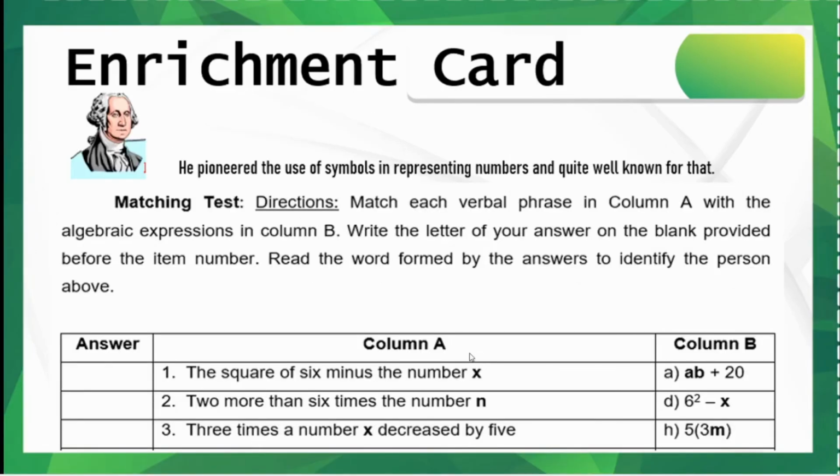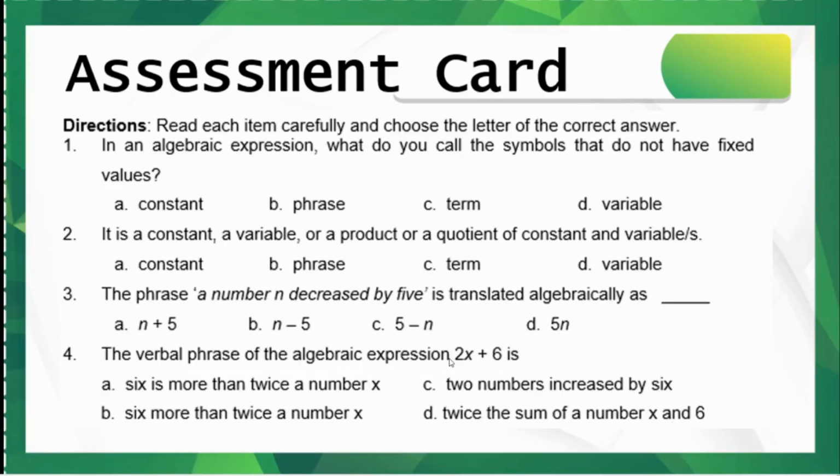For the enrichment card, we're going to match each verbal phrase in column A with algebraic expressions in column B. You are going to write the letter of the answer on the blank provided before the item number. Read the word formed by the answers to identify the person above, who is the pioneer in the use of symbols in representing numbers and quite well known for that. For the assessment, you need to read each item carefully and choose the letter of the correct answer.